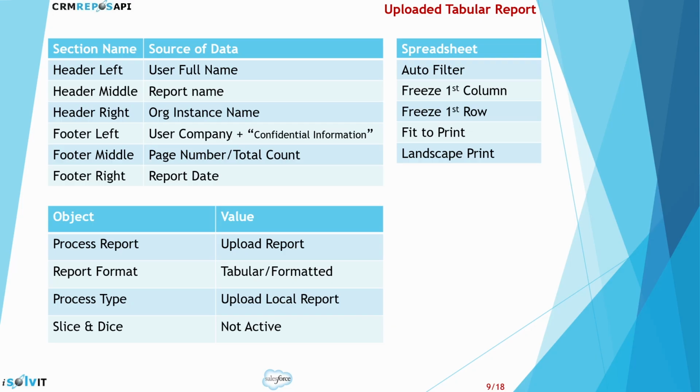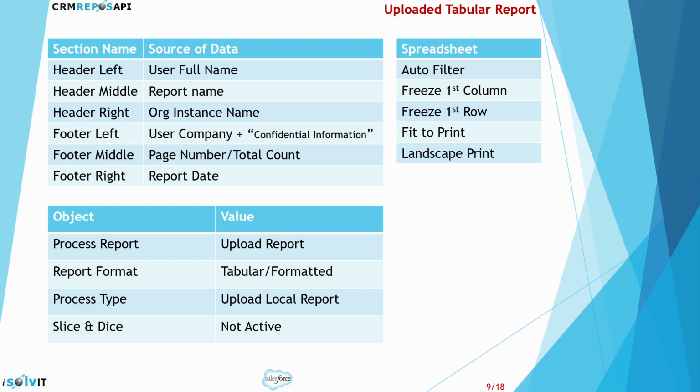The spreadsheet formatting options CRM Repo API will automatically apply include autofilter, freezing the first row and the first column, and a print-optimized layout, with landscape or portrait page setup for better page utilization.